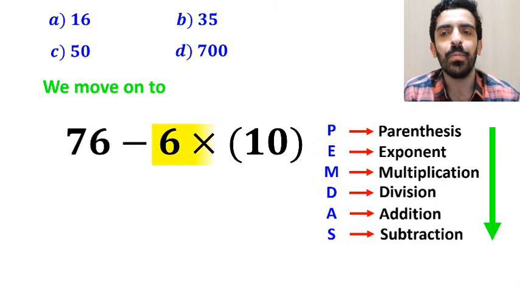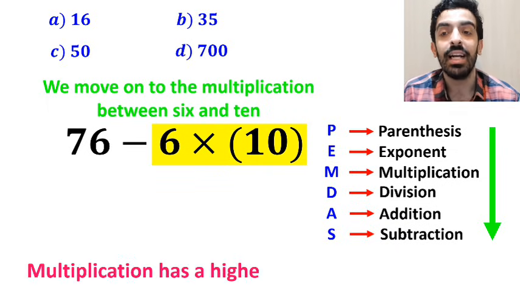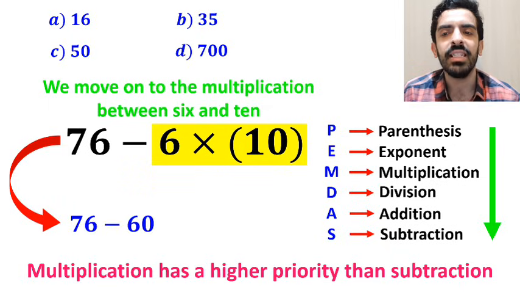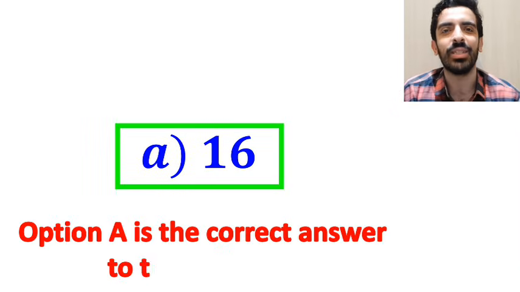And the next step, we move on to the multiplication between 6 and 10, because multiplication has a higher priority than subtraction. So, we rewrite this expression as 76 minus 60, which finally gives us the answer 16. That's great. Option A is the correct answer to this question.